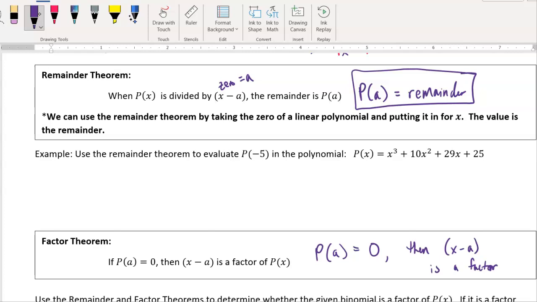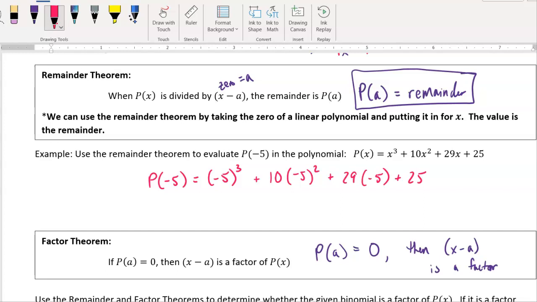All right, so let's do that for this one. We're going to try to figure out what the remainder is when we have a 0 of -5. We could use synthetic division for this, where the 0 would be -5, or we could just use the remainder theorem, which would be technically much easier. So every time we have an x, we're going to put -5 in there with the cube outside, with the exponent outside. That's really important. So plus 10, and then -5 in parentheses with the square outside of it, plus 29 times -5, plus 25.